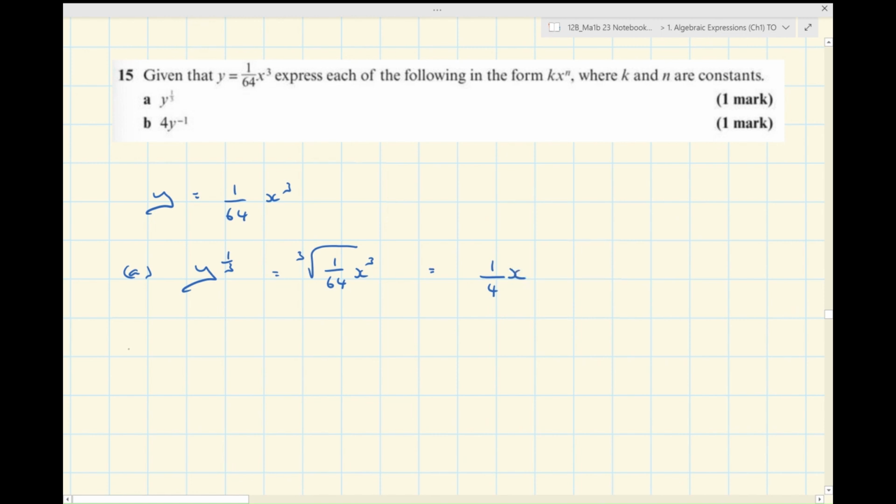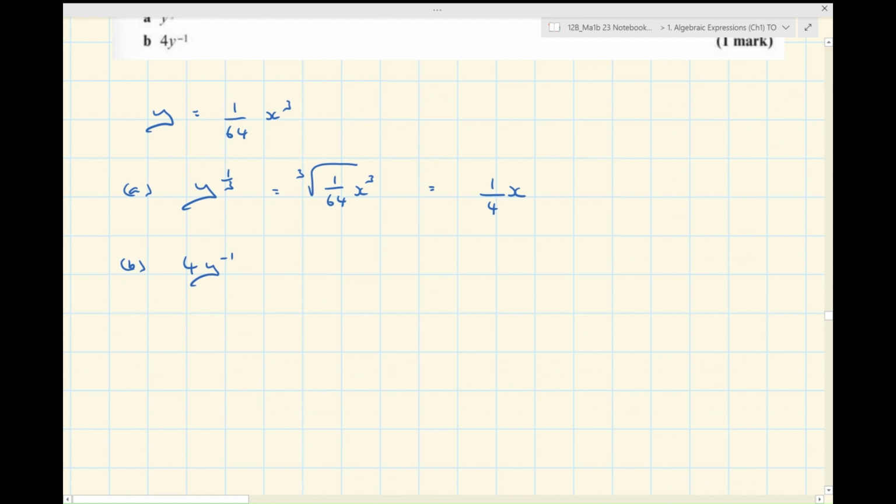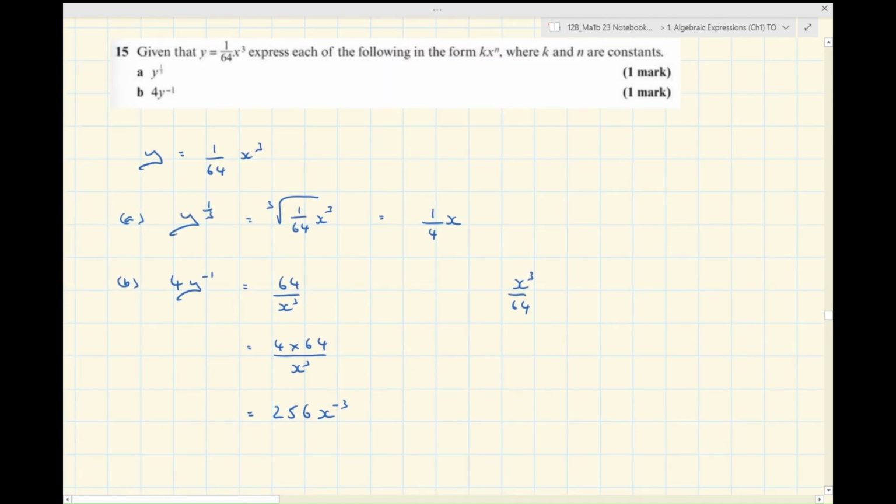Right, part B. I need to write down an expression for 4y to the power of minus 1. Right, well, y to the power of minus 1 is simply the reciprocal of y. y is x cubed over 64, so y to the power of minus 1 is 64 over x cubed. And so 4y to the power of minus 1 is 4 times 64 over x cubed, which is, if I do 4 times 64 on my calculator, 256. And 1 over x cubed is x to the power of minus 3. So there's question 15 sorted.